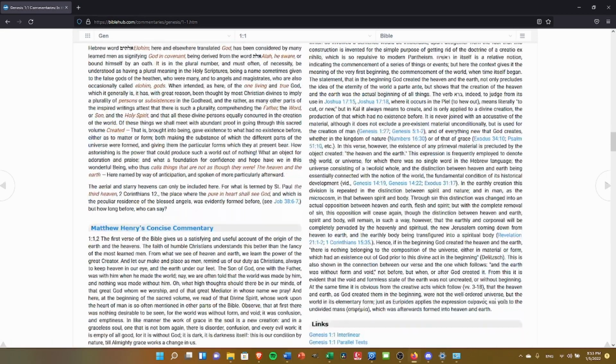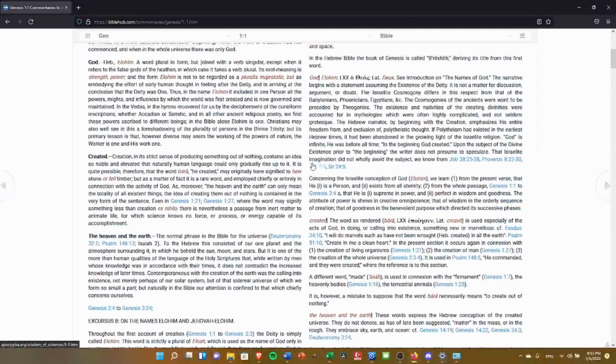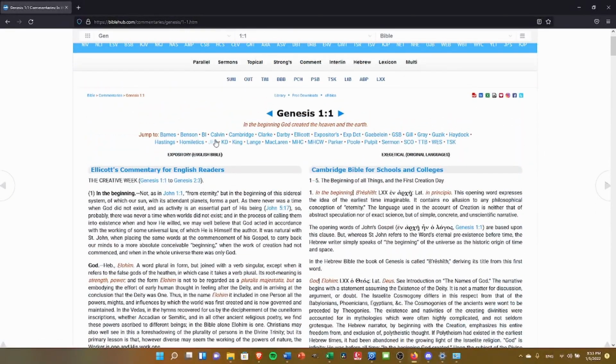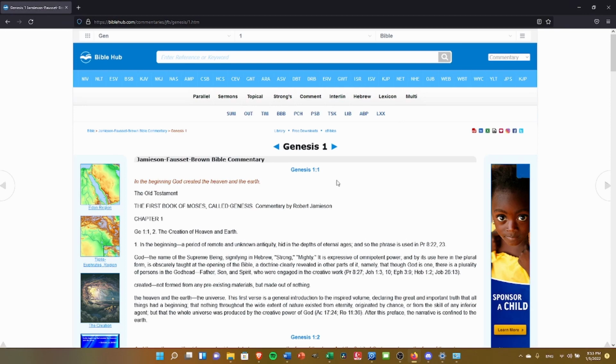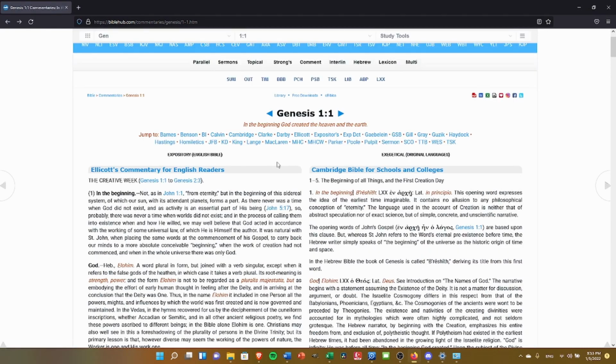The JFB, right, or the Jamieson Fausset Brown, is also pretty good. Right there, it is also a decent commentary. Not incredibly deep, but there are some pretty good insights drawn out there from time to time. Some people love Matthew Henry's commentary because of how spiritual and personally applicable it is. Personally, I'm not a fan, but it is there.